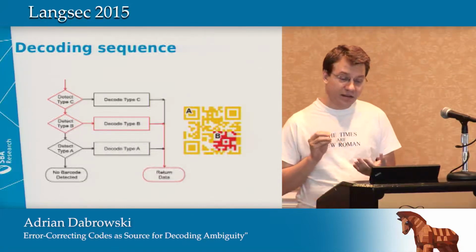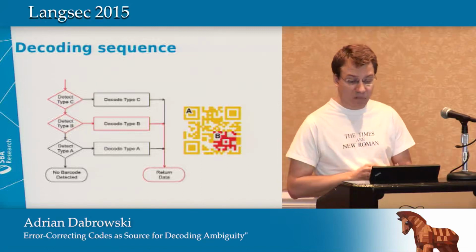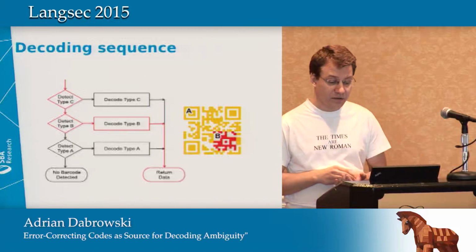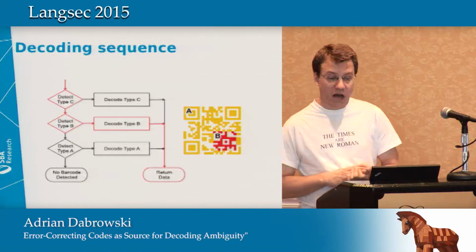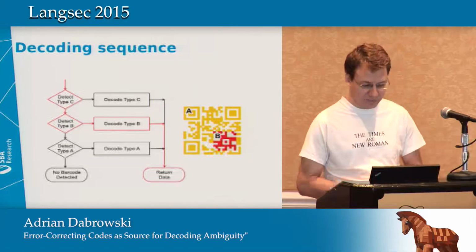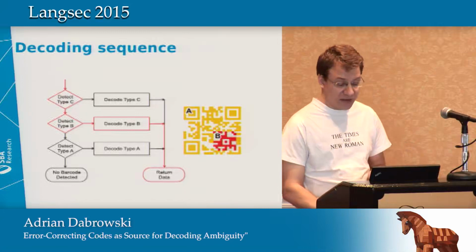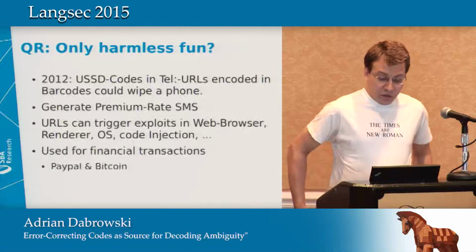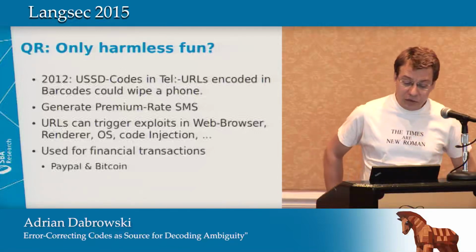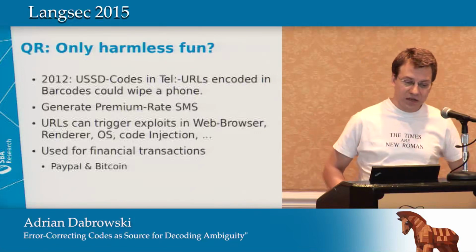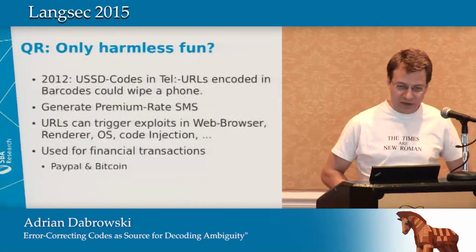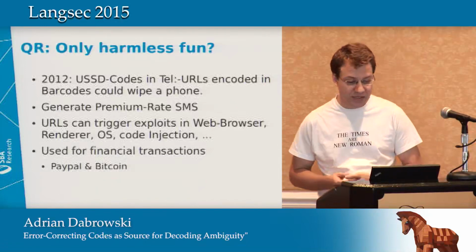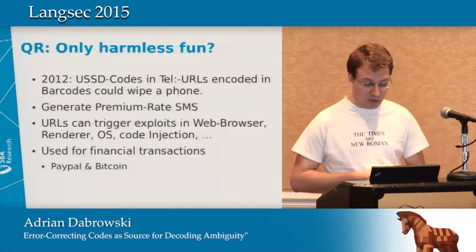While the standards for a particular barcode exist, there is no standard in a sequence for how to dissect different barcodes. So is it just harmless fun, or are there some practical implications of it? With QR codes, we know there have been several vulnerabilities, like these USSD codes that can wipe your phone and make a factory reset. They can generate premium rate SMS messages, or they can trigger exploits in the web browser.